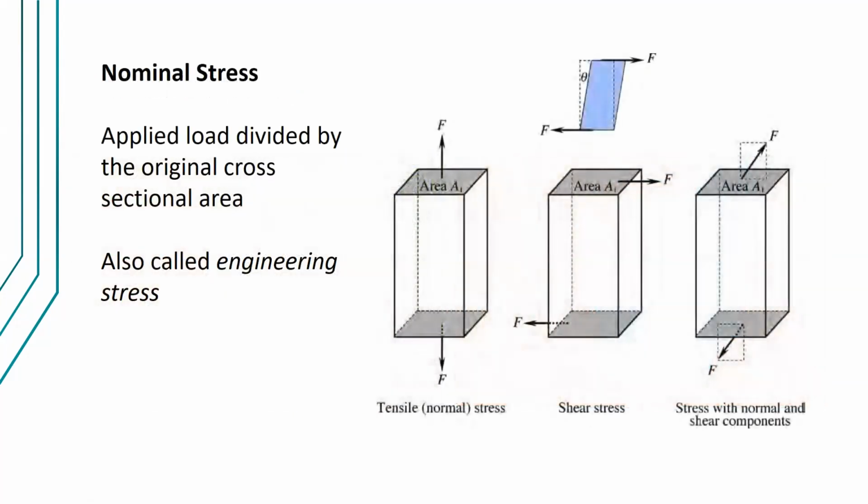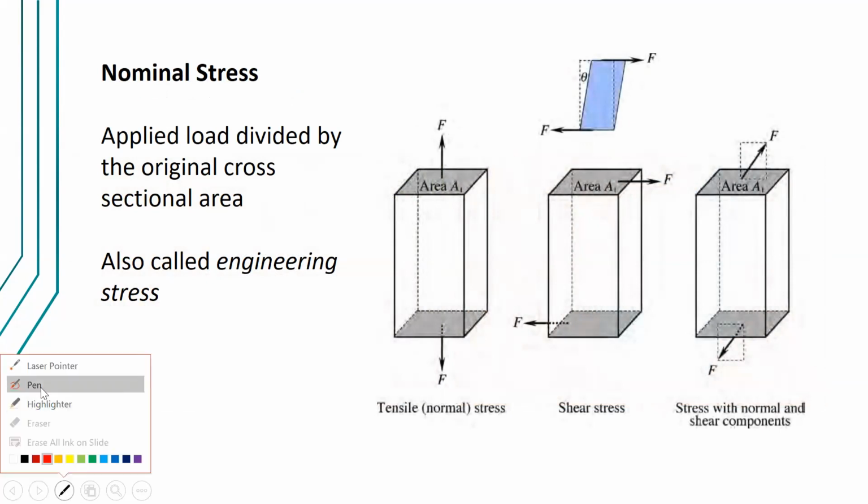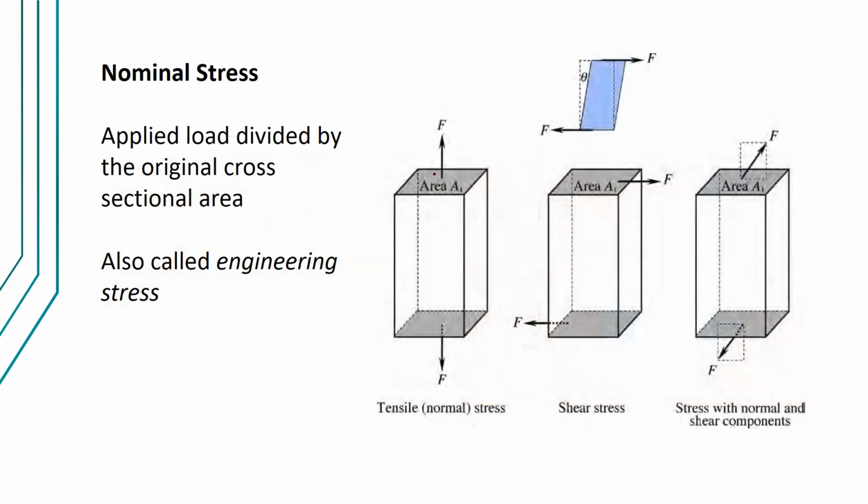Now consider this object, and let a force F be applied normal to a pair of opposite faces. So this is your pair of opposite faces, and the force is applied normal to these faces. When I say normal, it means perpendicular.